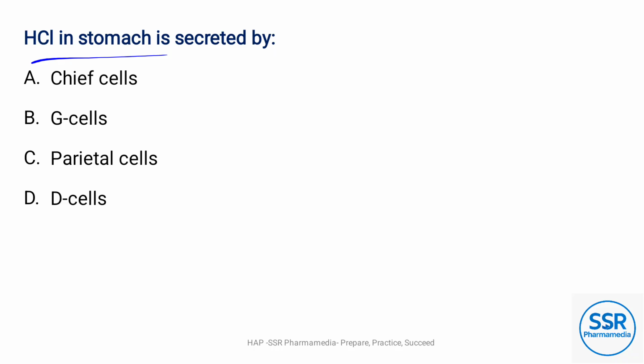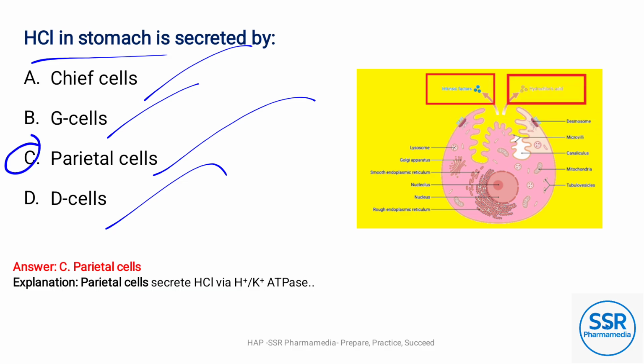HCl in the stomach is secreted by option A, chief cells. Option B, G cells. Option C, parietal cells. Option D, D cells. The answer is option C, parietal cells. Parietal cells secrete HCl via the proton potassium ATPase. This is the structure of parietal cells, which secrete hydrochloric acid and intrinsic factor.